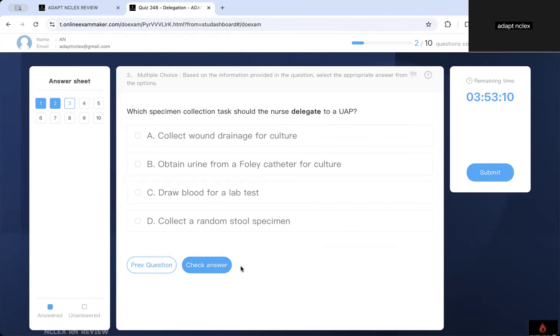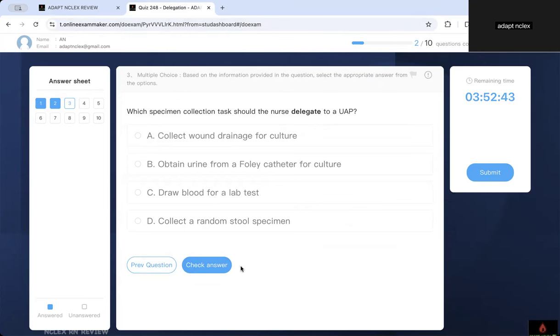Collect the wound drainage for culture. What do you think? Obtain urine from a Foley catheter for culture. What do you think? Draw blood for a lab test. What do you think? Collect a random stool sample, right? I told you the key is what? Sterile. The UAP doesn't go near sterile technique. If you have to select one of those, which one will you select?